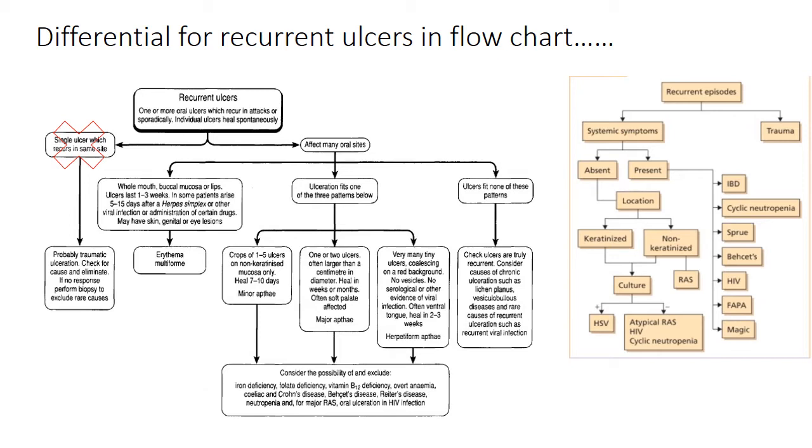So based on the clinical scenario, we have come up with three different differential diagnoses. Now, the provisional diagnosis will be the one which suits the most in this scenario, which could be minor aphthous ulcer, because this fits the clinical manifestations much more than the other diagnoses that have been discussed here.